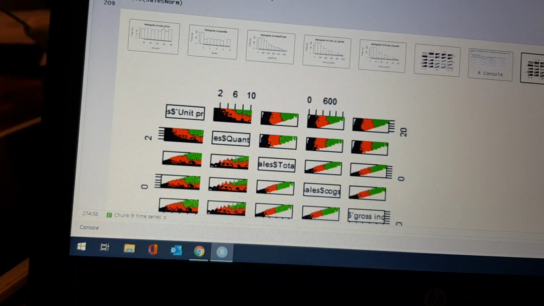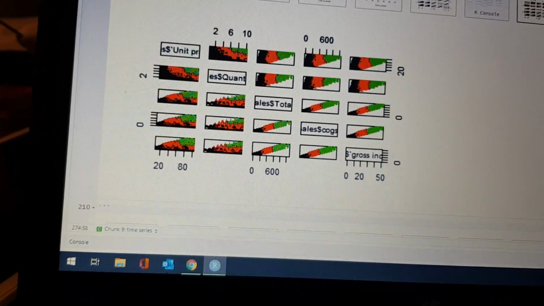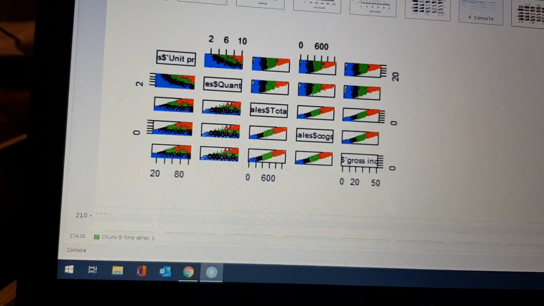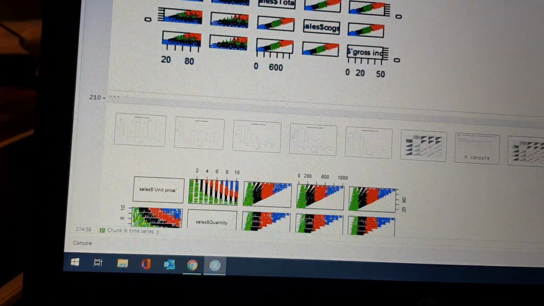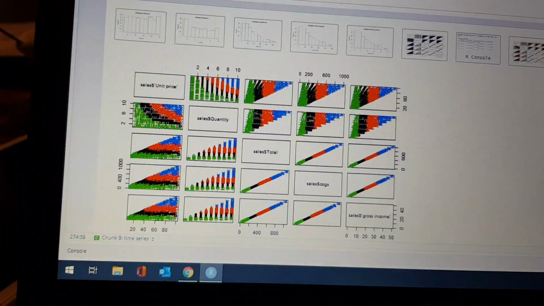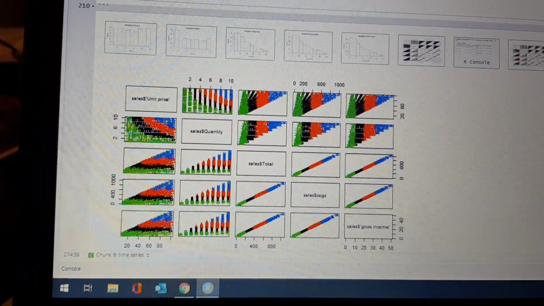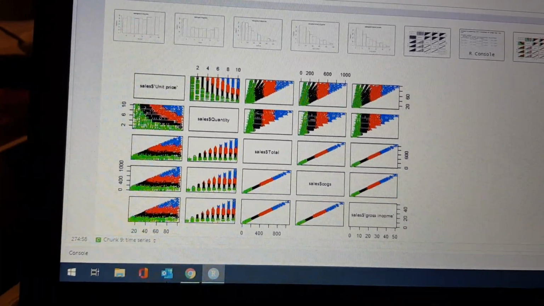That's the first k-means with 3. And then 4. Then here's done better. That's with 5, but 4 looks better.